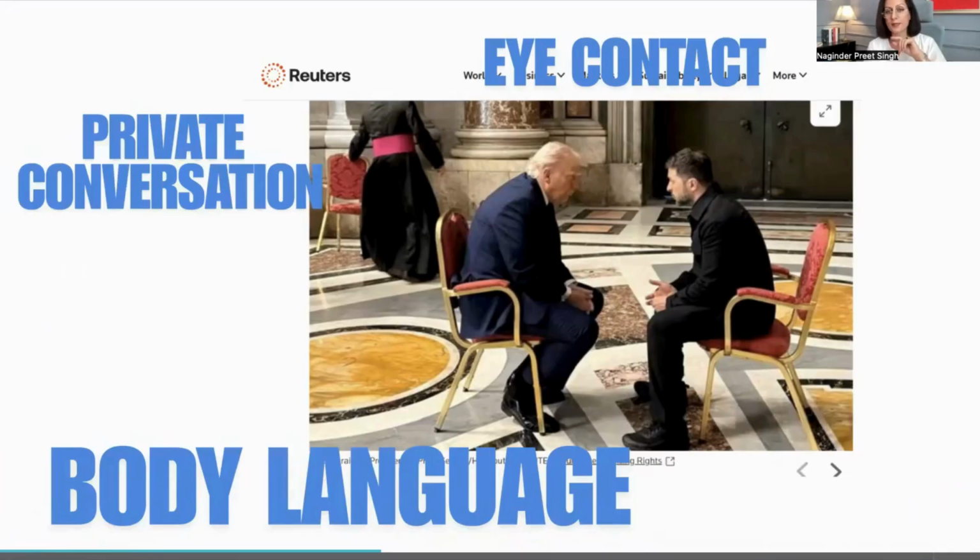Let's take the first example, the coverage by Reuters of this event. In this image, we look at Mr. Trump and Zelensky sitting in conversation with each other. You cannot see anyone else. There is eye contact that has been maintained. We focus on the body language, and this appears to be a private conversation.